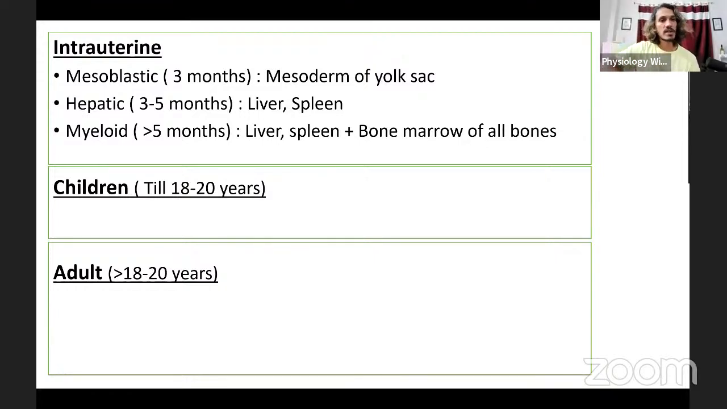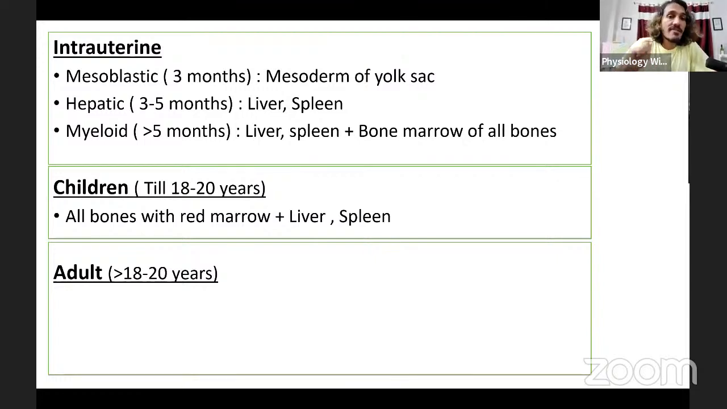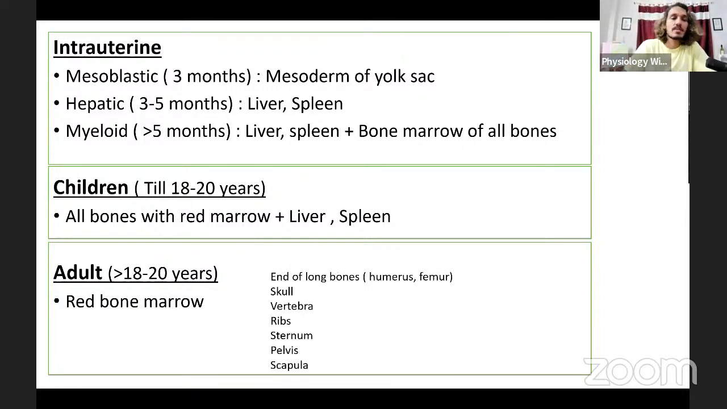Once the child is born, slowly it starts shifting till the age of puberty is achieved, around 18 to 20 years. Usually all bones that have red marrow. Okay, so it's not basically any bone, but only those with red marrow. Along with that, to a degree, liver and spleen are also involved in erythropoiesis in children. In adults, it is only in the red bone marrow. So where exactly is the red bone marrow? You just have to think about your body right in the center. Okay, the skull, the vertebra, the ribs, sternum, pelvis, scapula, these are all located right in the center of your body, and the ends of long bones.